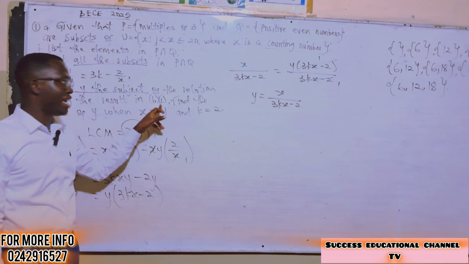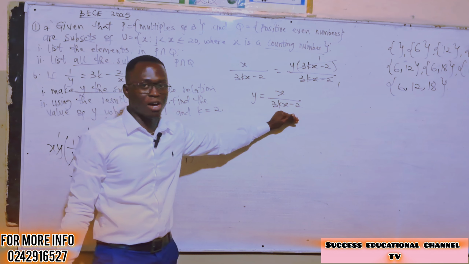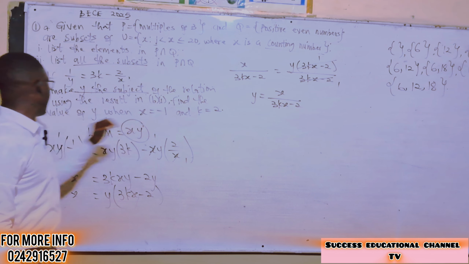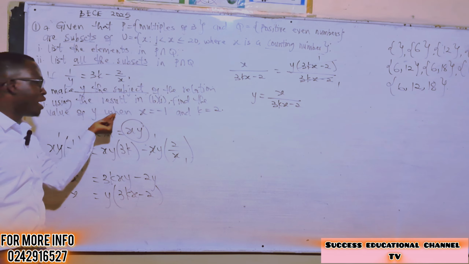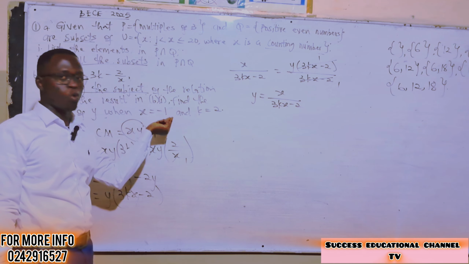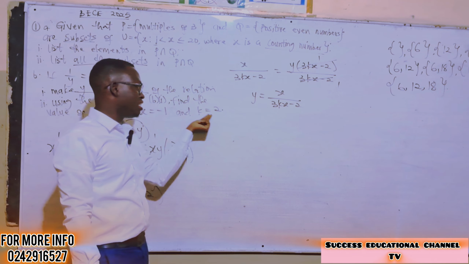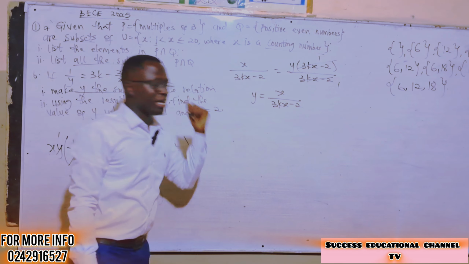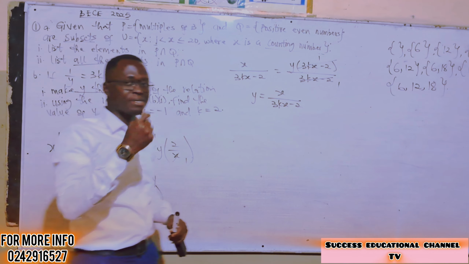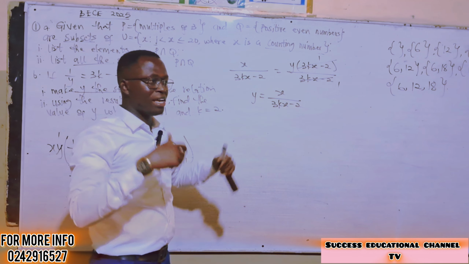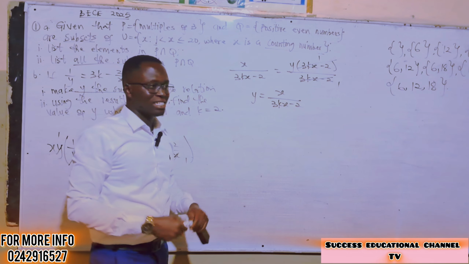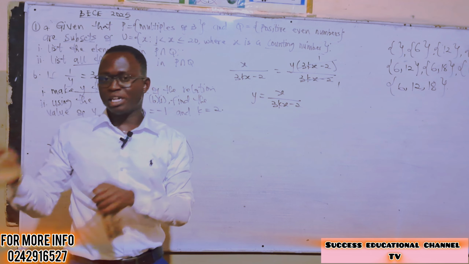Now let's move on to the second part of question 1b, which says using the result in b(i), that's what we have here, this is the result we have, find the value of y when x is equal to -1 and k is equal to 2. So here we are doing what is called substitution. That is why the topic is substitution and change of subjects.